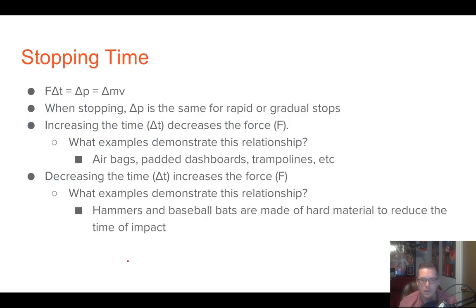All right. Another idea that I want you to be able to calculate is stopping time. So how much time it takes for something to stop given its velocity and the mass that it has. Okay.